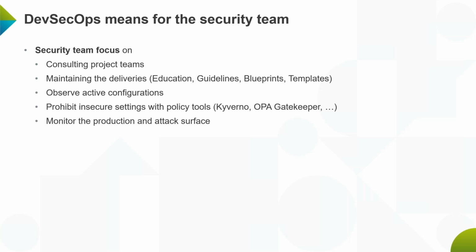On the other hand, the security team's focus shifts a little bit more in the direction of consulting the project teams, maintaining the deliveries I just mentioned before, observing the configuration of the microgateway, so what exactly has been configured by the teams, and prohibiting insecure settings with policy tools like Kyverno, OPA Gatekeeper, or KubeWarden. And last but not least, monitoring the production and tracking new attack surfaces.